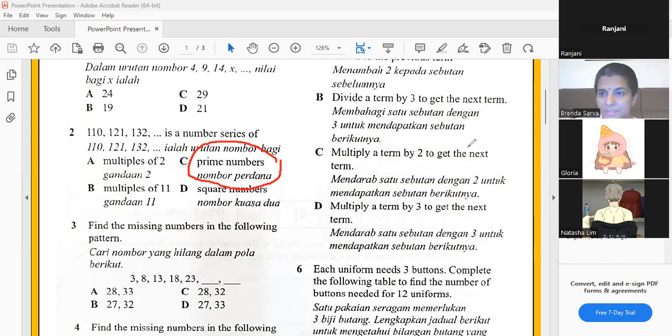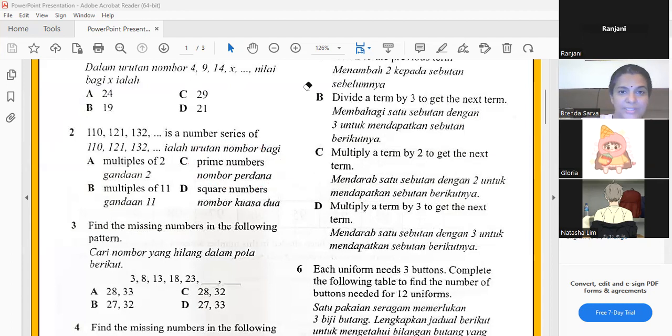Okay, let me see. 2, 3, 5, 7, 11. Very good, Natasha. Good, Gloria. Durgashini, you're WhatsApping me. Okay, fine, I can see your message. Now I've got 3 places to look: one is the screen, one is your chat, one is WhatsApp. All right, now let's move on.